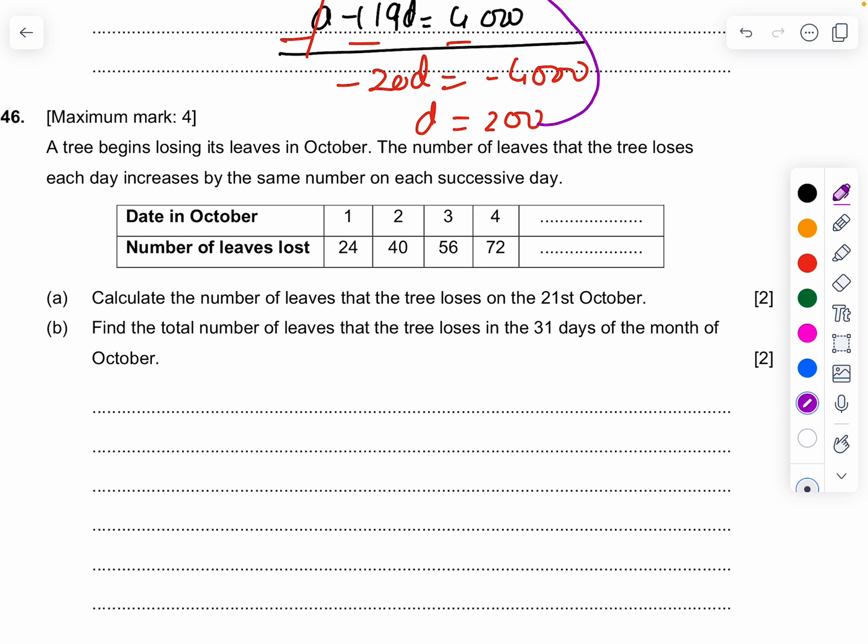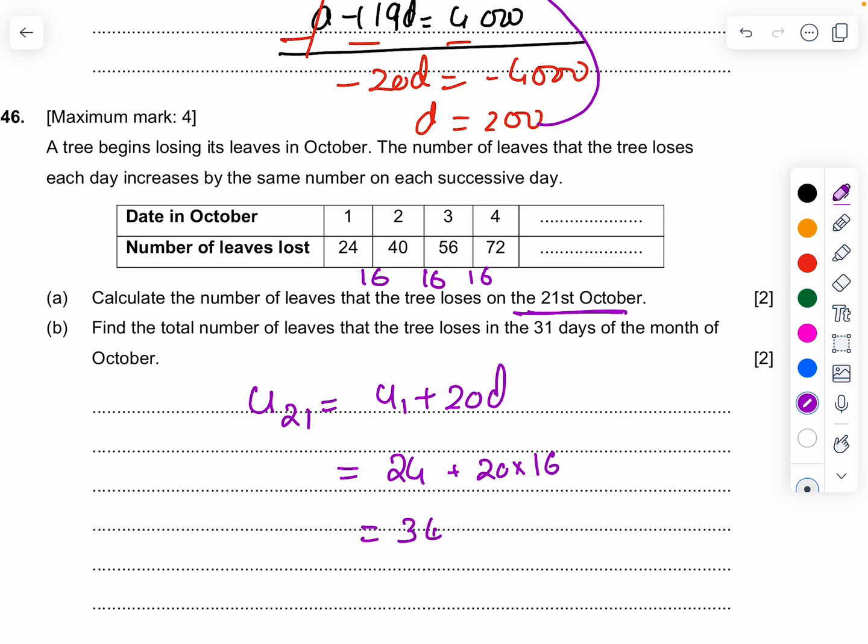Question number 46. A tree begins to lose its leaves in October. The number of leaves that the tree loses each day increases by the same number on each successive day. So you can see the difference is 16 over here. Calculate the number of leaves the tree loses on 21st October. So 21st October, U21. So U1 plus 20D. U1 is nothing but what? 24 plus 20 times D, which is 16, so it's going to be 344.